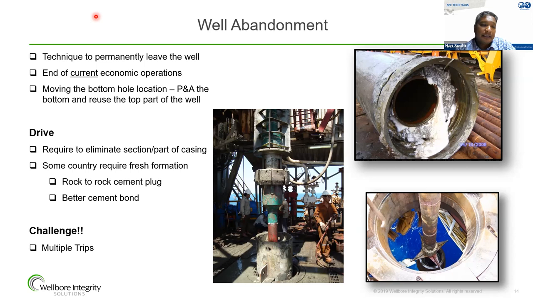And then the other type of abandonment is where we are required to eliminate a section of casing sometimes. In some countries, they also require a fresh formation, so they require a rock to rock cement plug to have a better bond on the cement. For example, if the previous hole is 12.25, they set the 9 5/8 casing. Then we need to get the section of the 9 5/8 casing cut or milled, and also get some fresh formation bigger than 12.25 to get the fresh rock to rock formation.